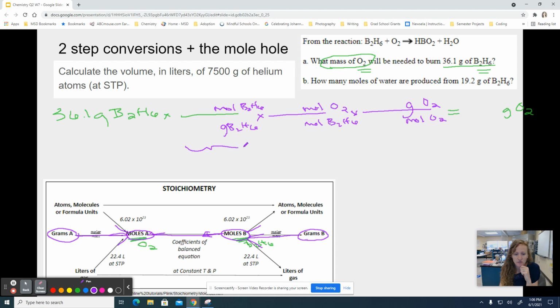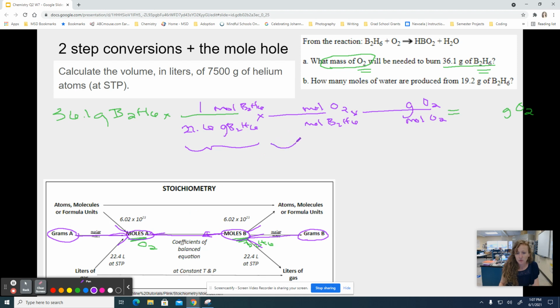This first conversion factor is going to be the molar mass of B2H6. So let's figure out what that is. So 6 hydrogens and 2 borons. Okay, so using 3 sig figs, I got 27.6 grams per 1 mole.